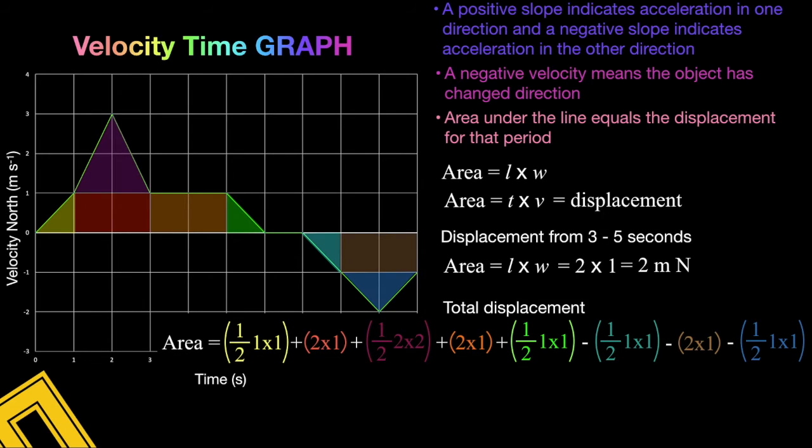Now you can see there's a lot, and so it made it a little bit annoying, but all those equations aren't very hard to work out. I end up with an area of 4. Because it's positive, I know that the final displacement is 4 meters north.